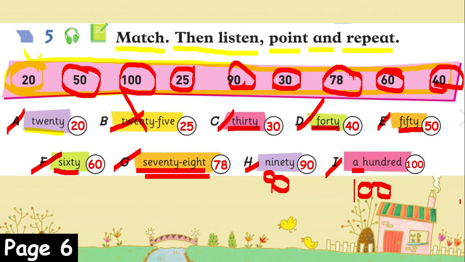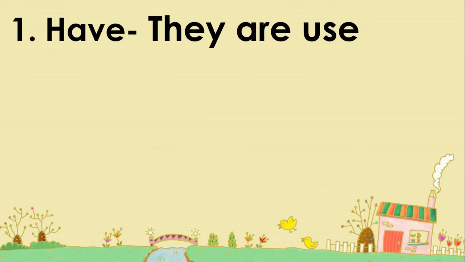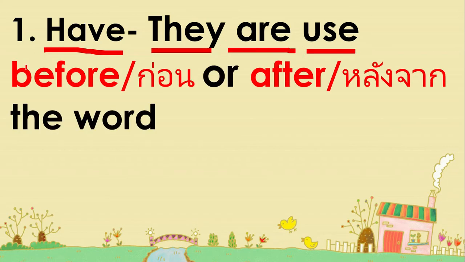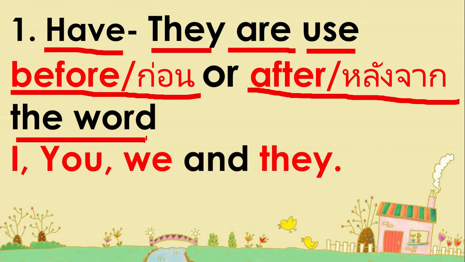Okay, so let's move on with our topic for today. We have here have and has. So listen first before we go to your book, okay? So have, they are used before or after the word I, you, we, and they. Okay, so this one, I, you, we, they.